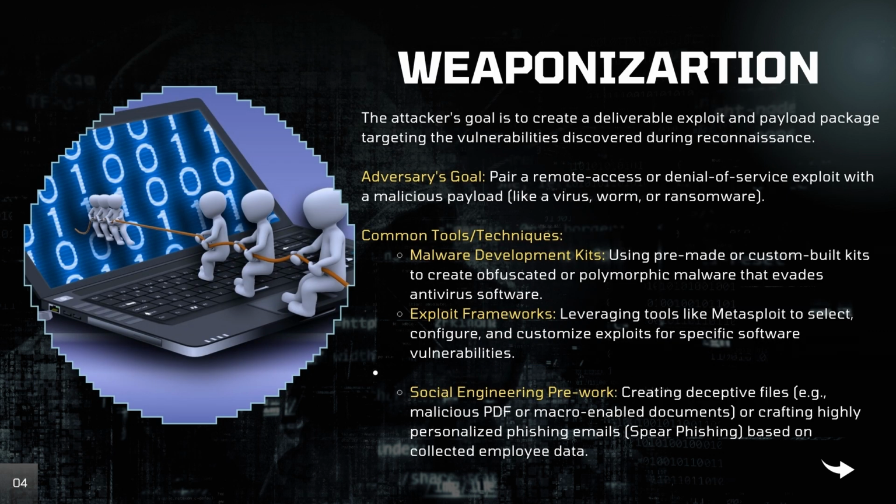Next up is weaponization. The attacker's goal is to create a deliverable exploit and payload package. This means pairing a remote access or denial of service exploit with a malicious payload, like a virus, worm, or ransomware. This stage involves malware development kits to create customized, often polymorphic, malware that can evade antivirus software. They use exploit frameworks like Metasploit to select and configure exploits for specific software vulnerabilities. And they perfect their social engineering pre-work, crafting malicious documents or highly personalized spear phishing emails based on the employee data they collected in the last step.